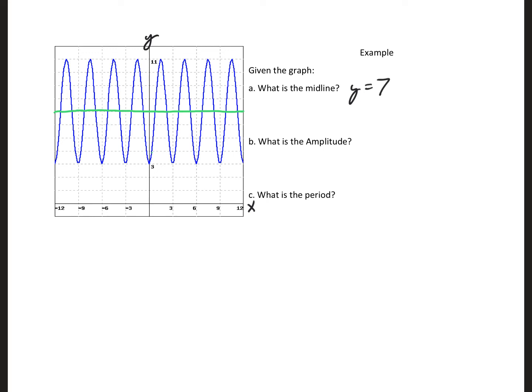The amplitude is the distance from that midline to the top of the graph or from that midline to the bottom of the graph. So here, the amplitude we could either say is 11 minus 7 or 7 minus 3. Either way, the amplitude is 4.